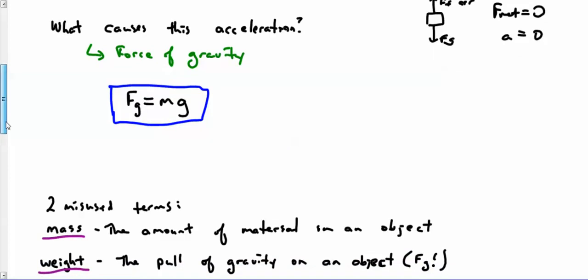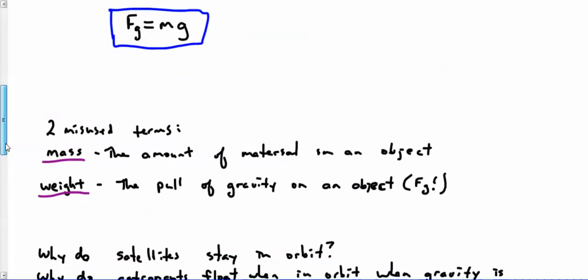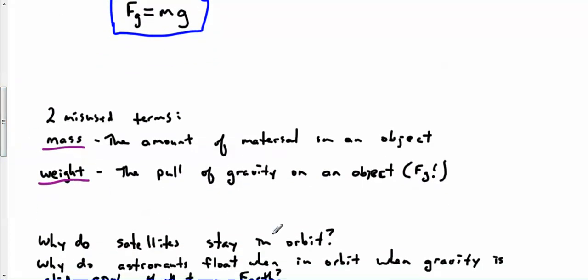There's two terms that are not used very well, mass and weight. Often they're used by people in the street interchangeably, but not in the physics classroom. Mass is the amount of material in an object. We measure that in kilograms, or our American friends would measure it in stones.